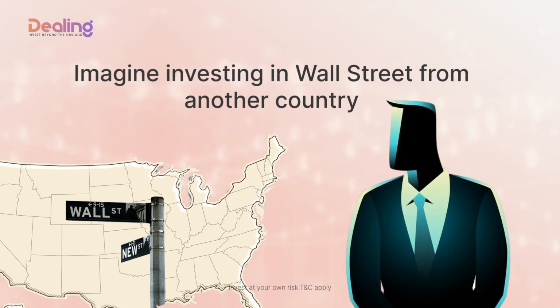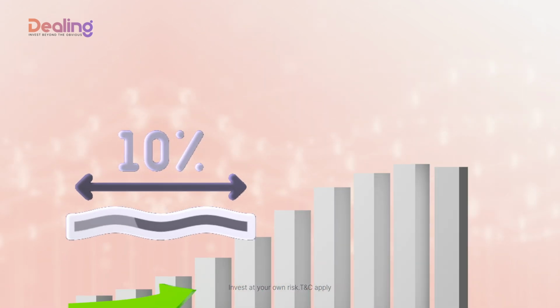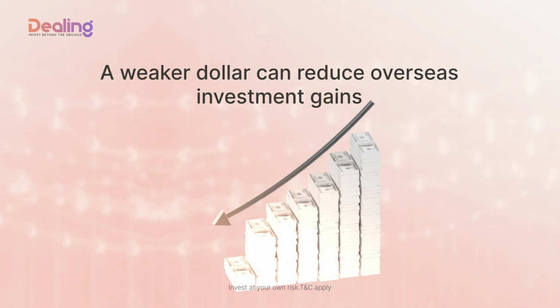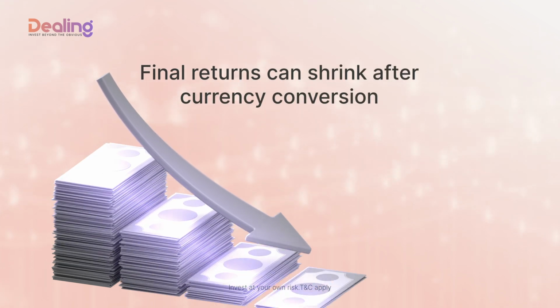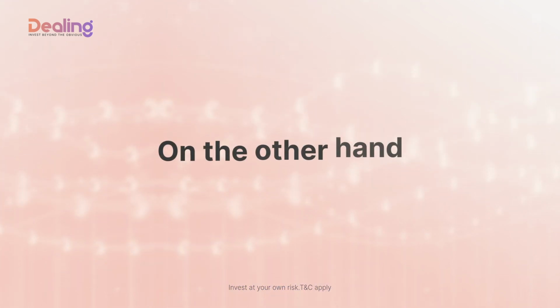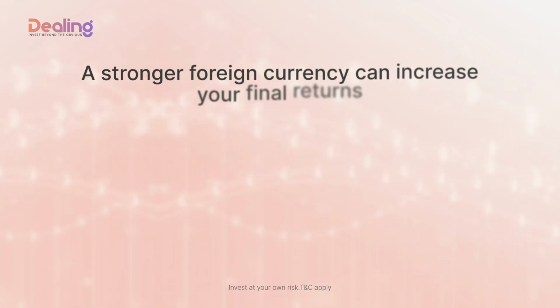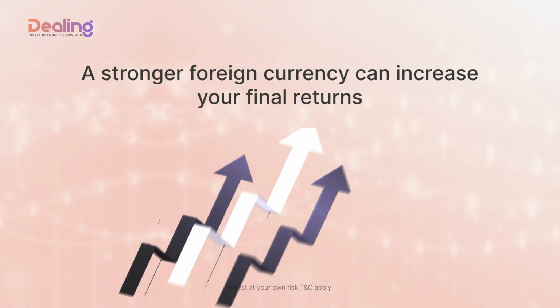For example, imagine an investor outside the US invests in Wall Street. If those stocks rise by 10%, it looks like a successful investment. But if the US dollar weakens against the investor's home currency in the same period, the final return after conversion could be much lower. On the other hand, currency movements can also work in your favor. A rising foreign currency can also work in an investor's favor, adding to returns after conversion.